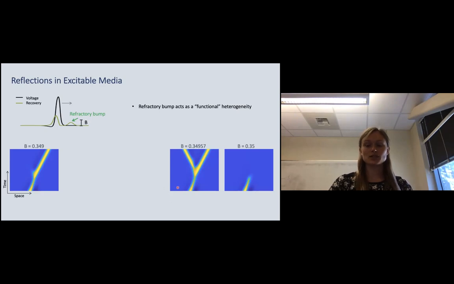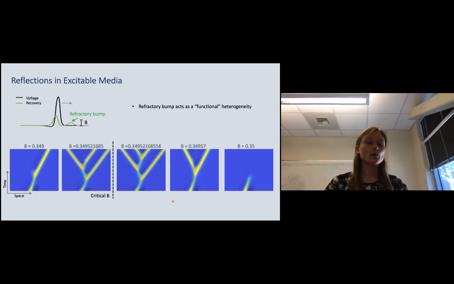So here we have just a single reflection, but as we tune this parameter B towards this critical value, we can see that we can actually initiate this more successive train of reflections. And I want to point out that for these two that have multiple reflections in them, we're not introducing more refractory bumps. The only refractory bump is at the beginning that's causing this initial reflection. After that, we're seeing this spontaneous series of reflections arise.